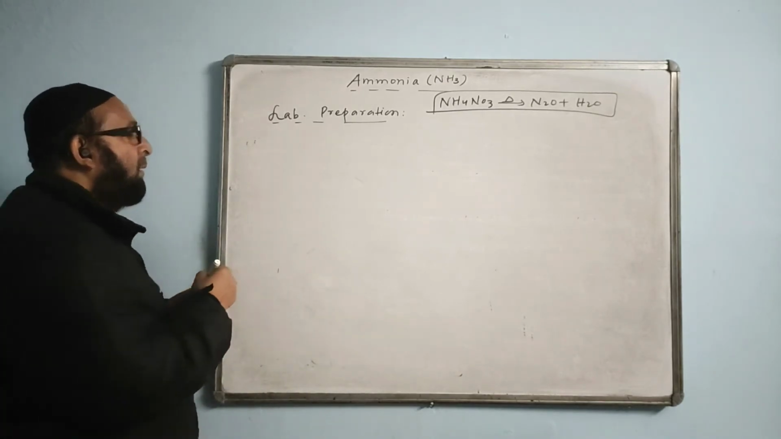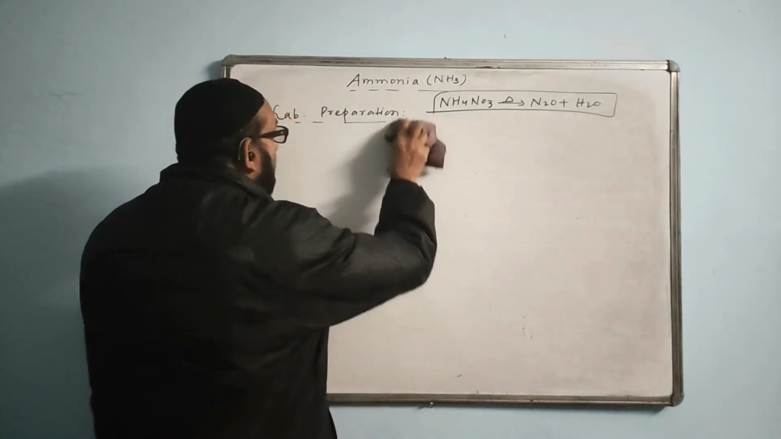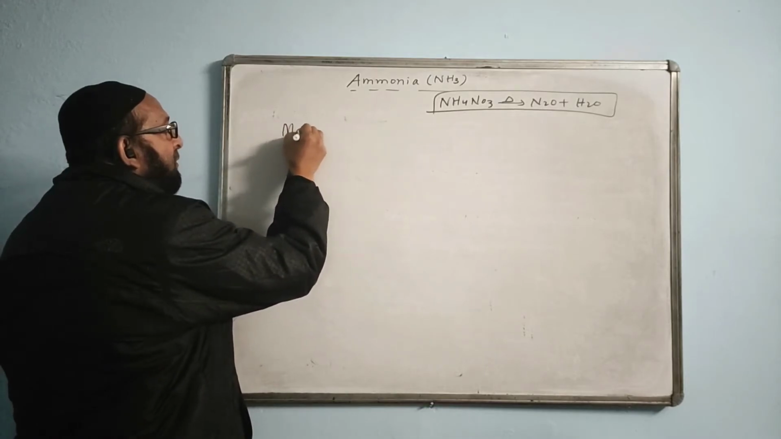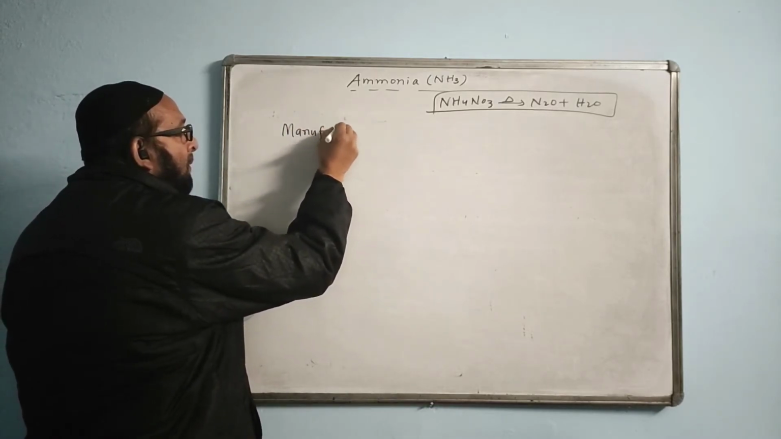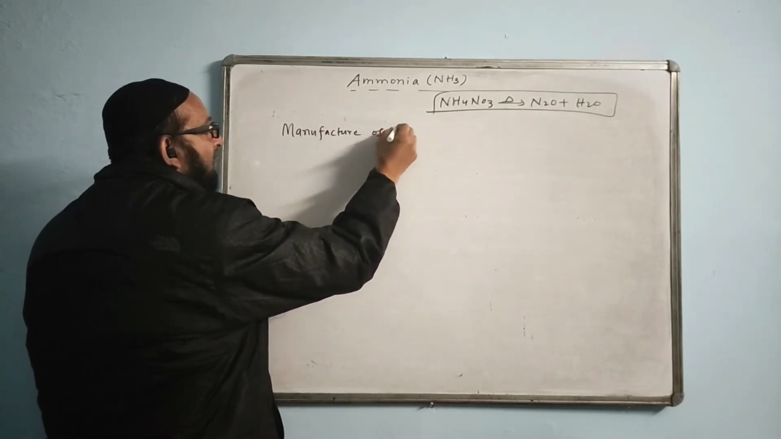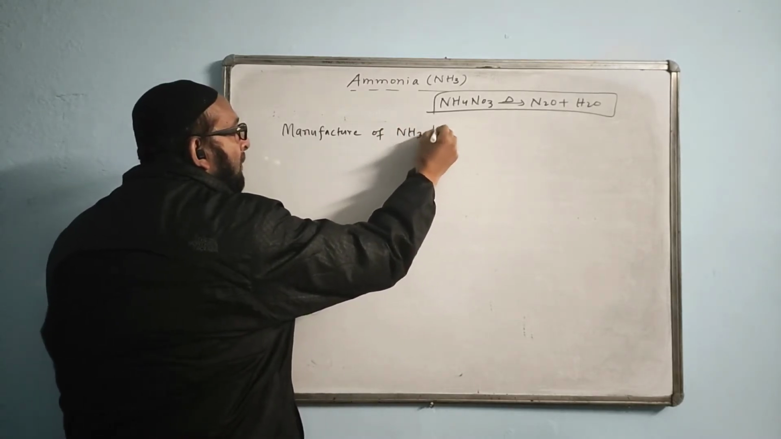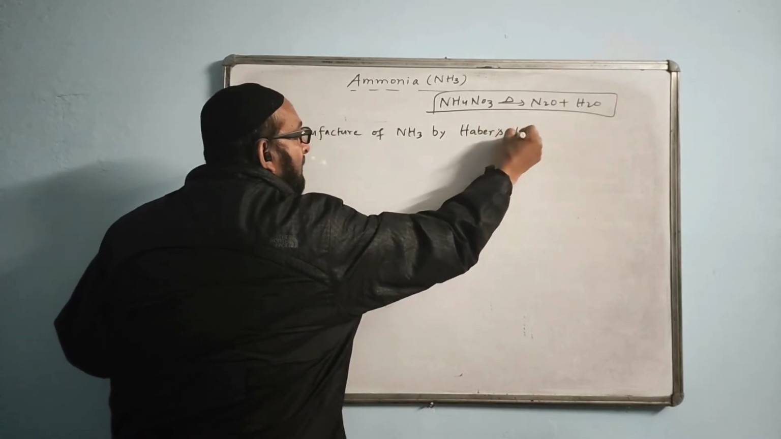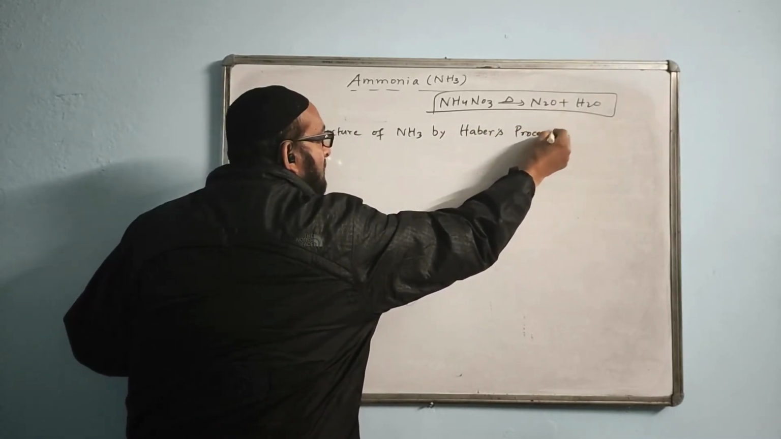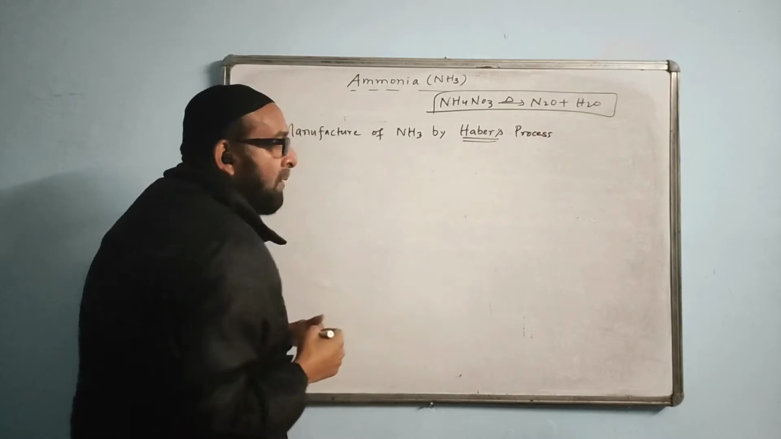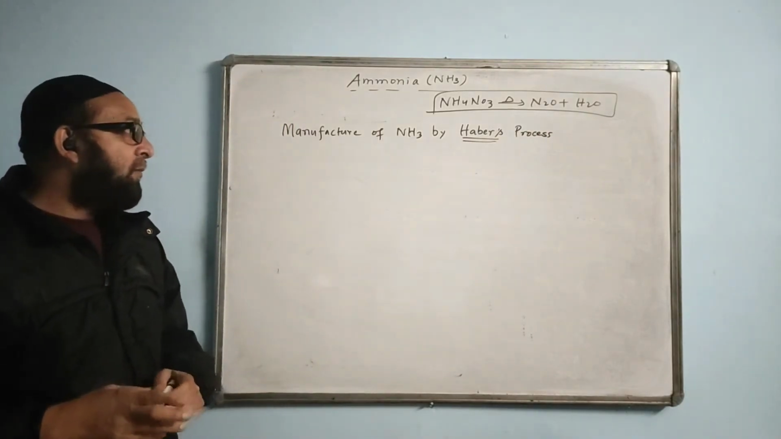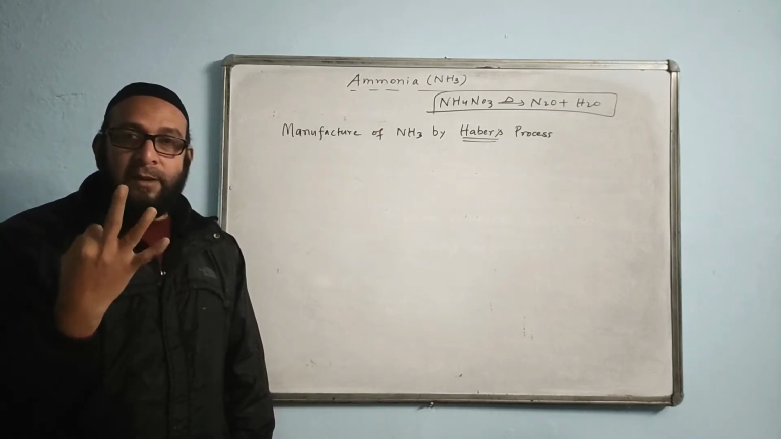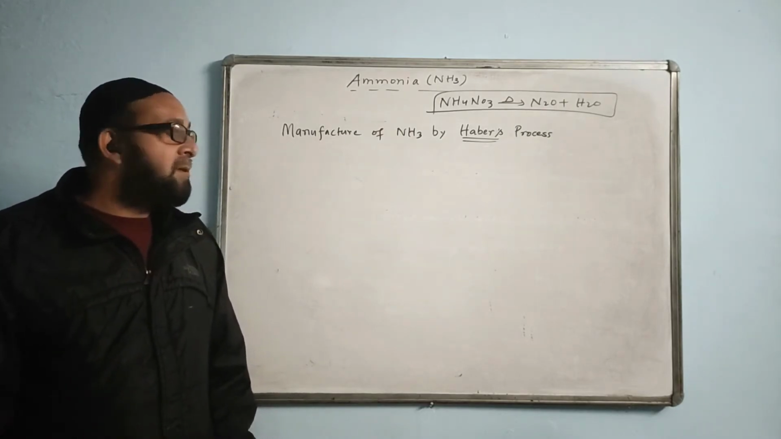Hope you understood. Now the next part of the chapter is manufacture of ammonia by Haber's process. You have three processes in your syllabus. I am just informing you now. There are three processes which you have in the ICSE syllabus.